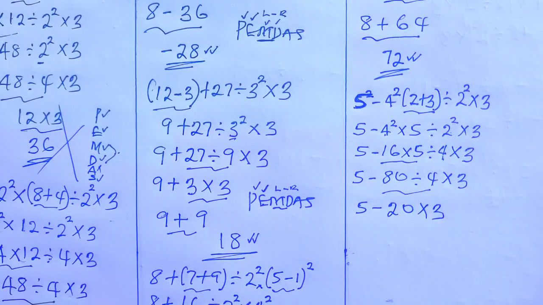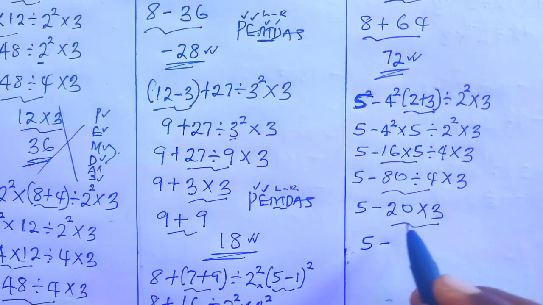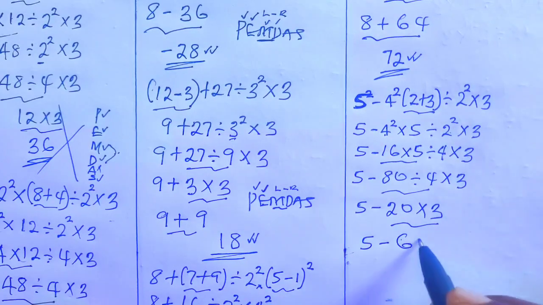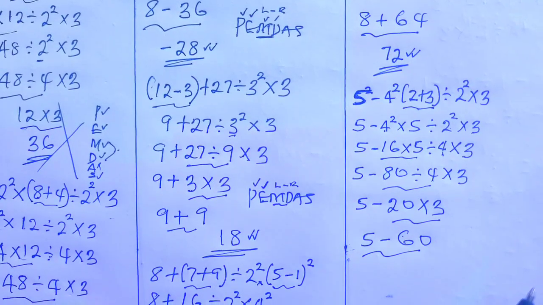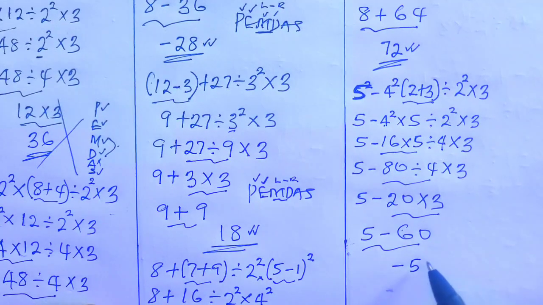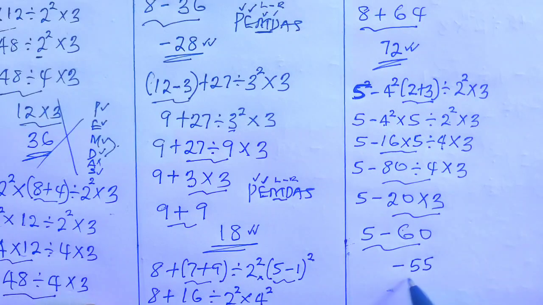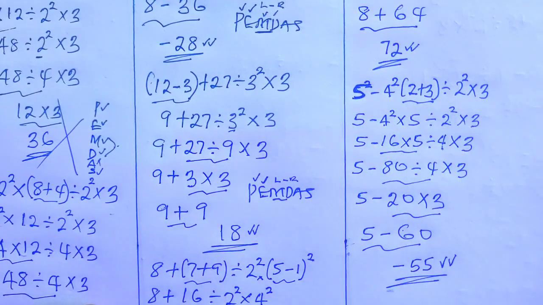And again, next we need to consider multiplication first before subtraction. Multiplication is higher priority than subtraction, and we're going to have here 5 minus 20 times 3, that will give us 60. Then lastly, subtraction, we have this 5 minus 60, that will give us minus 55. And this is the correct answer to this given expression right here.